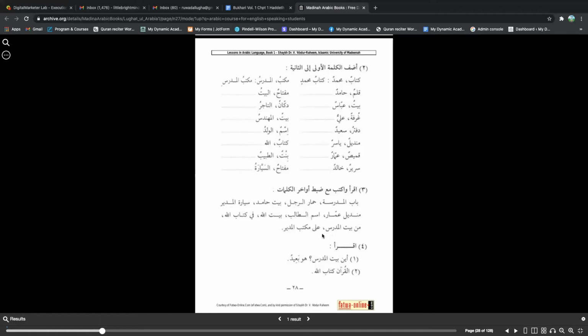Okay? Min baitil mudarrisi. And same thing here, standing alone without ala, it's maktabun mudiri, the director's desk. But we're going to say ala maktabun mudiri. So because of ala, it can no longer be maktabu. It can't have a dhamma. It has to have a kasra. So now we say ala maktabil mudiri, ala maktabil mudiri.